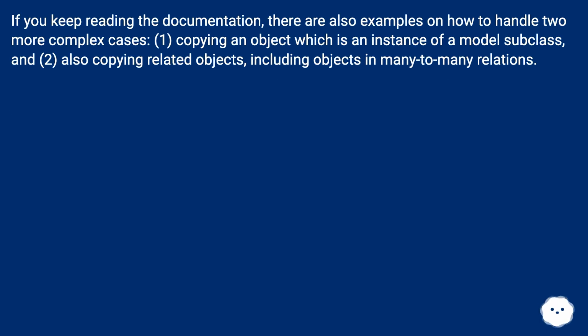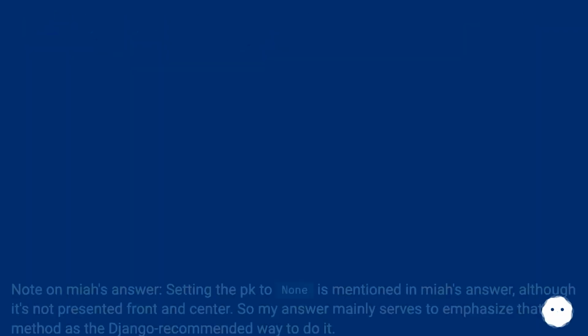If you keep reading the documentation, there are also examples on how to handle two more complex cases. 1. Copying an object which is an instance of a model subclass, and 2. Also copying related objects, including objects in many-to-many relations.